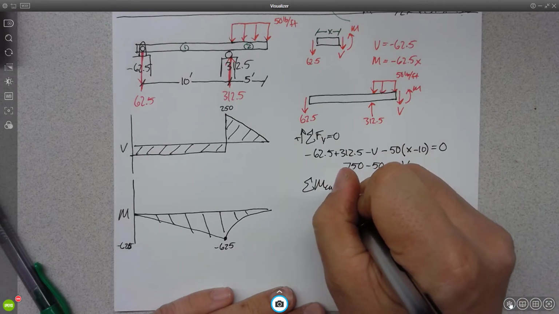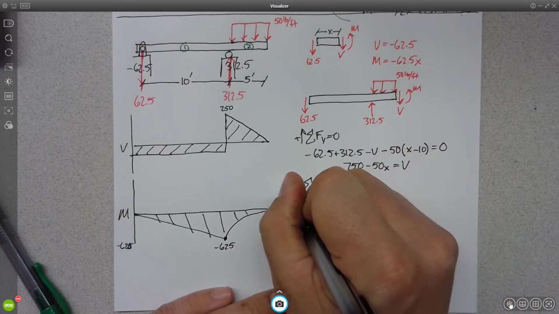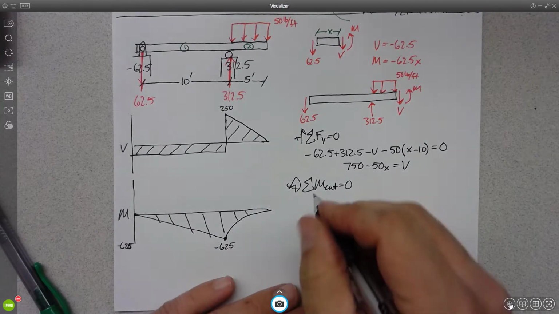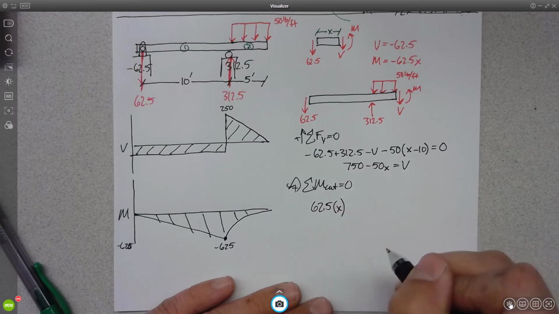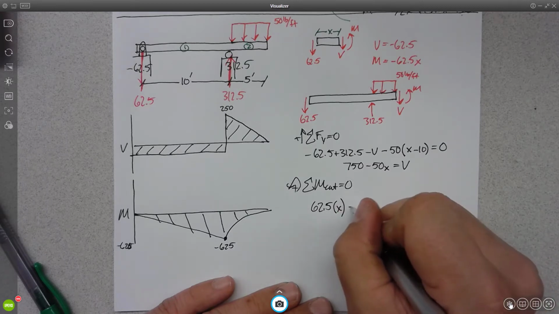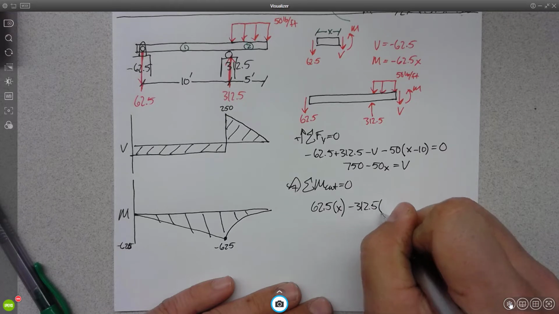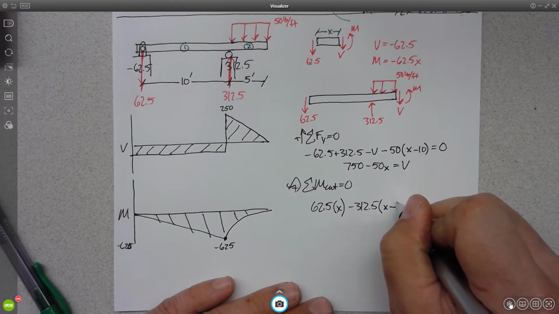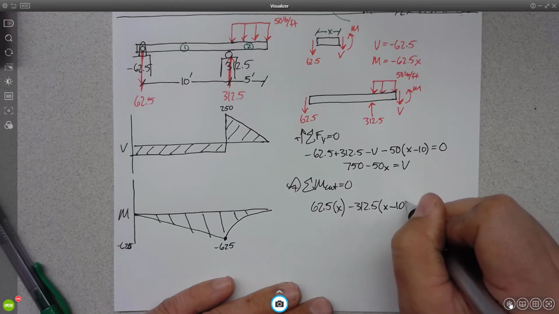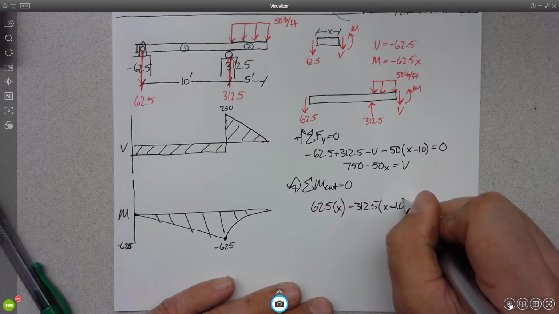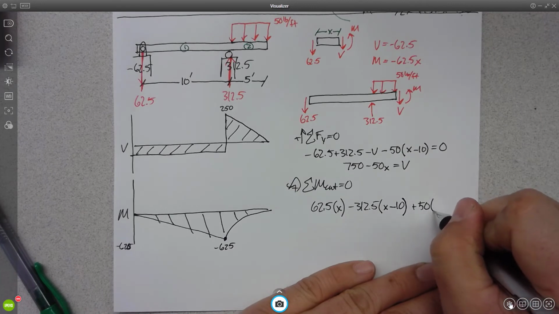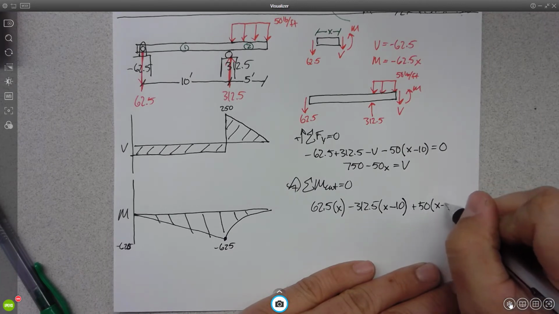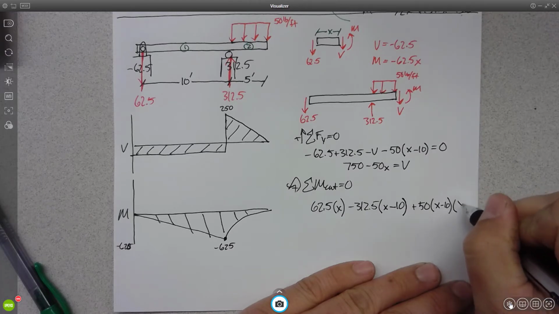Yeah, okay. So now we have to sum the moments about the cut. Counterclockwise is positive. 62.5 times x minus 312.5 times x minus 10. Right? Yeah. Plus 50 times x minus 10 times x minus 10 over 2.